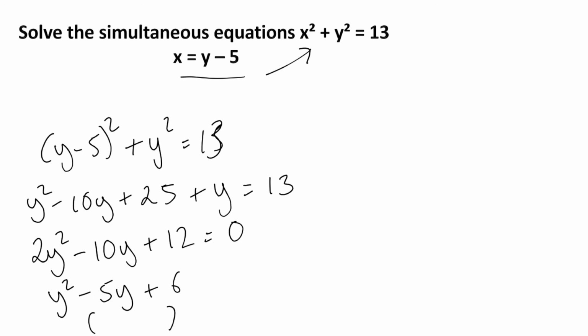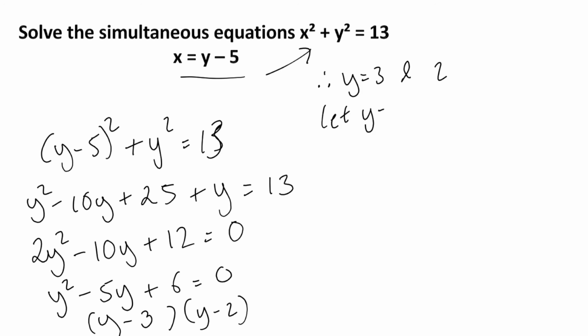And then I'm going to factorize it. So two numbers that multiply together to give positive 6, but add up to minus 5. We have minus 3 and minus 2. Therefore, the values of y are 3 and 2.